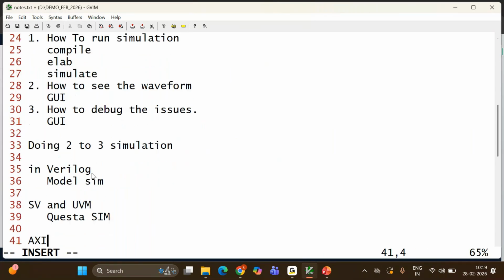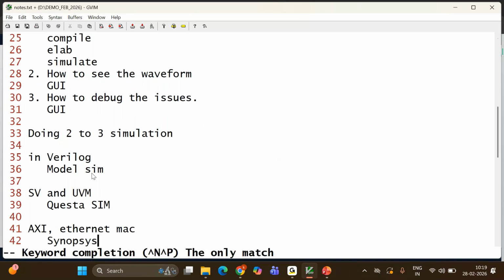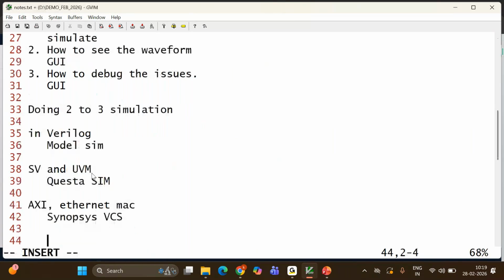UVM is done. Right? AXI, Ethernet MAC. We will do using Synopsys VCS. We'll have one dedicated session, 1 or 2 dedicated sessions to also discuss regarding Xcelium as well. Means Cadence Xcelium. Understood? Getting my point? So get familiar with one of these tools very much.